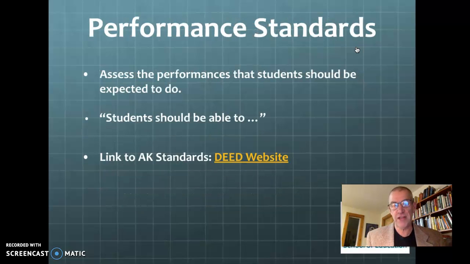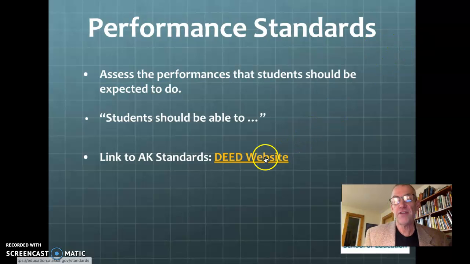Contrast that with performance standards, which are things that students should be able to do. For instance, a student should know the multiplication tables. Okay, that would be a content standard. What should students be able to do? Well, students should be able to correctly multiply two-digit numbers and get it right 99% of the time. That would be a performance standard. And if the student isn't achieving the performance standard, then you can go back and say, well, the student didn't learn the content. Okay?